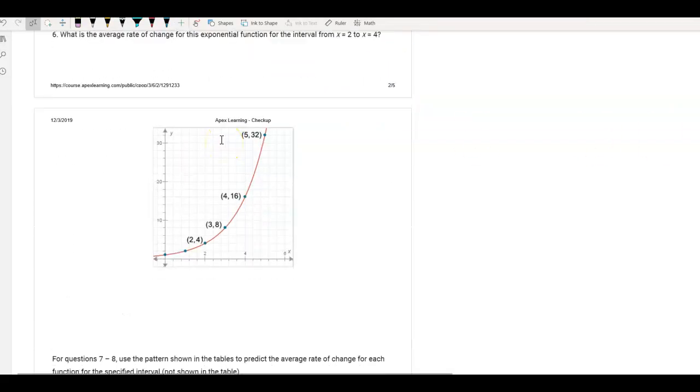Next, what is the average rate of change for the exponential function from 2 to 4? Well, you have ordered pairs 2, 4 and 4, 16. What is the slope of the line between those two points? Well, 16 minus 4 over 4 minus 2 would give you 12 over 2, which is 6.